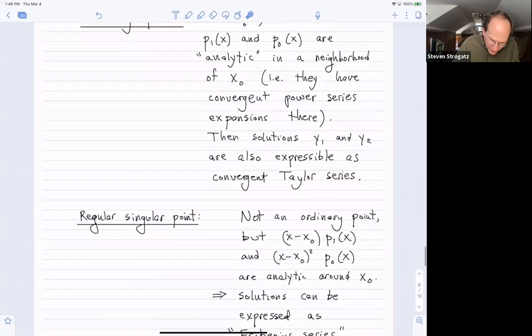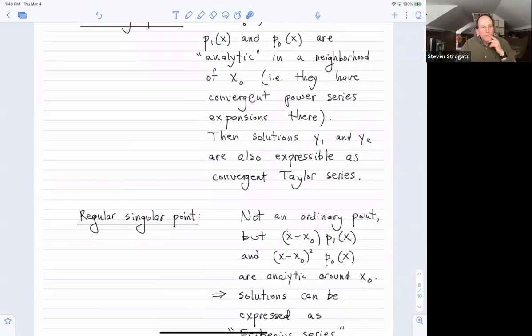Similarly, it turns out that the theory works even if the p's are a little bit singular. As long as they're not too singular, you can do the same kind of thing with power series. This is a little more sophisticated. It's when you're dealing with a point that's not an ordinary point, but you can say it this way. The function p1 is no more singular than 1 over x. It's sort of behaving like 1 over x minus x0, or not even that singular as x approaches x0.